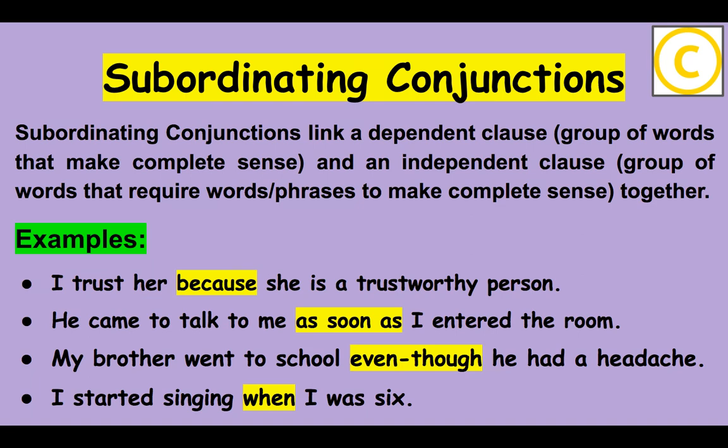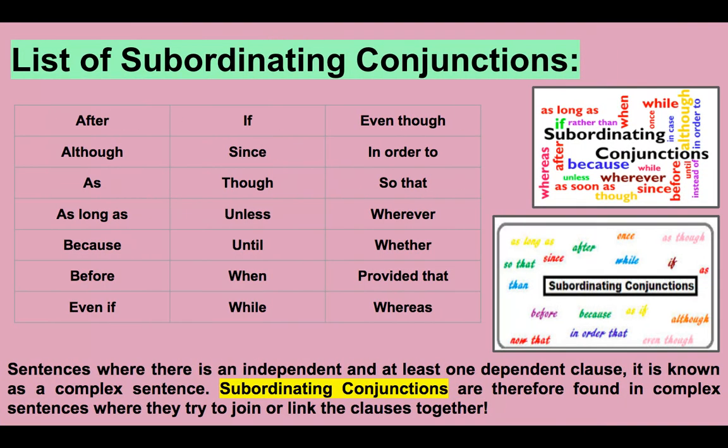He came to talk to me as soon as I entered the room. My brother went to school even though he had a headache. I started singing when I was 6. So, to join an independent and a dependent clause together, we use subordinating conjunctions. Let us look at a list of commonly used subordinating conjunctions.